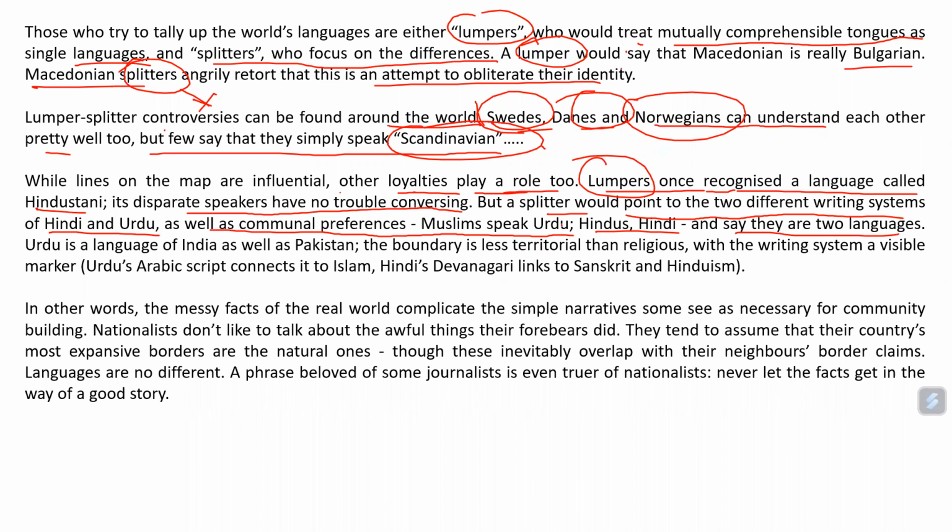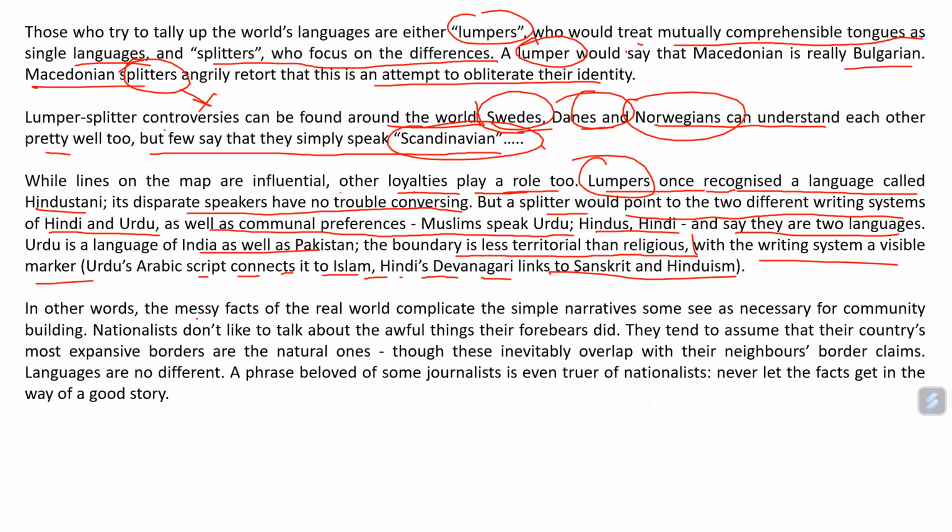They said, "It's not like that. There is Urdu, there is Hindi, and Hindu people speak Hindi, Muslim people speak Urdu, right?" Urdu is a language of India as well as Pakistan. The boundary is less territorial than religious, with the writing system as a visible marker. Urdu's Arabic script connects it to Islam. Hindi's Devanagari links it to Sanskrit and Hinduism. So this is the distinction that is being created between Hindi and Urdu.